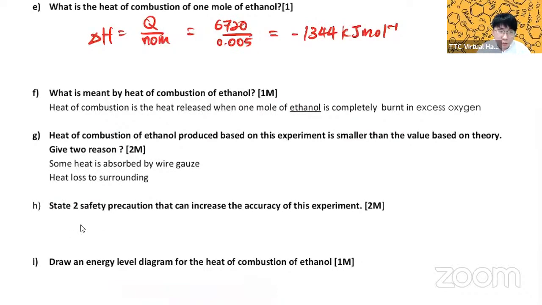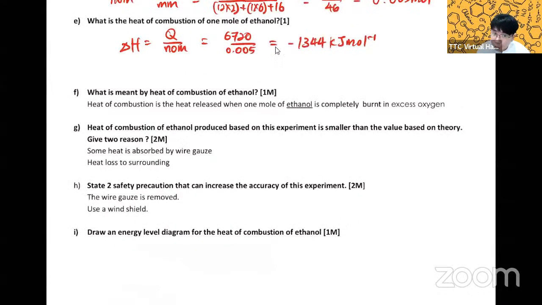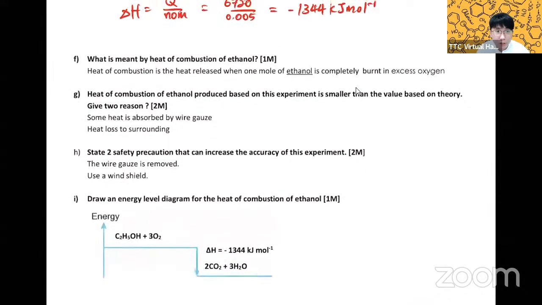And lastly, state two precautions to increase the accuracy of this experiment. So we can put a windshield. And then we take away the wire gauze, because wire gauze is usually to avoid burning your glassware. But since this is a metal container, take away the wire gauze and directly heat the metal container. The energy level diagram is still exothermic, still high to low. But of course, don't forget to put in your equation and the delta H. Delta H is calculated here, so we put this value into it. It should be something like this.